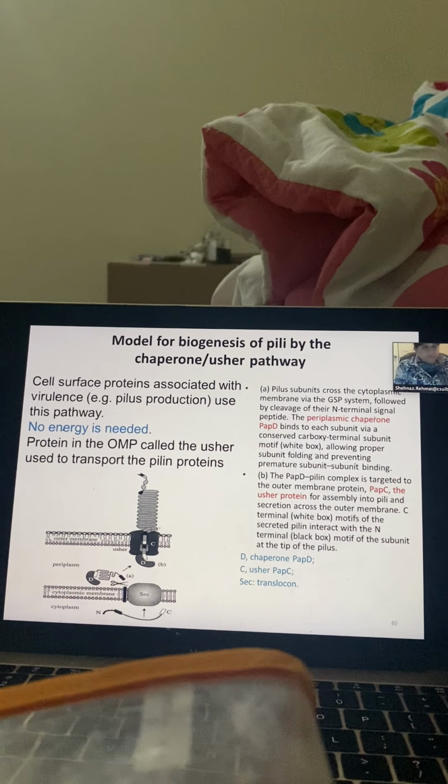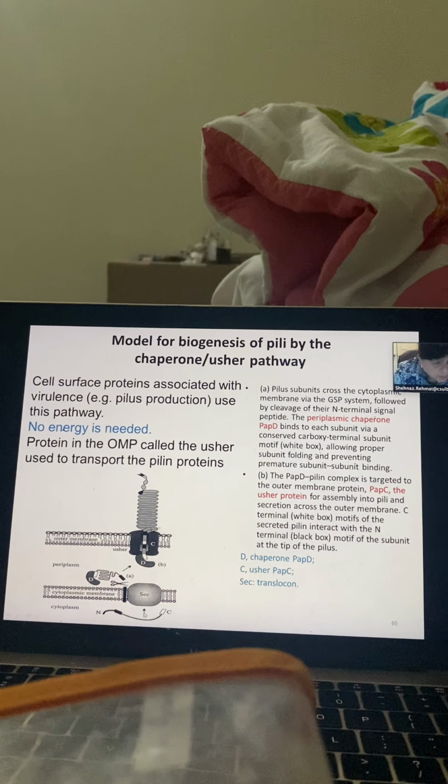So, model for biogenesis of pili. The pili that are formed will use the chaperone-usher pathway. And this is a cell surface protein, which is, of course, a protein that is used for virulence, such as pilus production, and it will use this pathway. And in this one, no energy is needed. The outer membrane protein called the usher is used to transport the pilin protein. So if you're looking at it, we have the pilin proteins that will make the pilus being made in the cytoplasm.